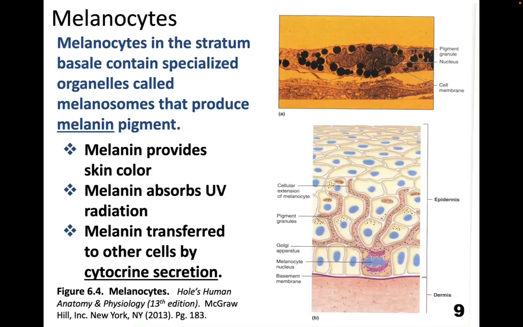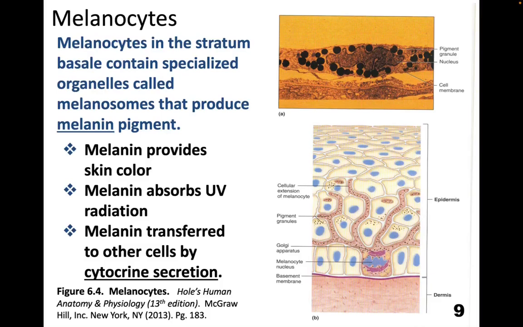So the first cell type that we're going to talk about, we talked about the cell that produces keratin, but now we're going to talk about the cell type that produces the pigments that allow for the different colors that we see in the skin and even in the hair. So these are what are known as melanocytes, and they're in the stratum basale, and they contain specialized organelles. They're called melanosomes, and they actually produce the pigment known as melanin.